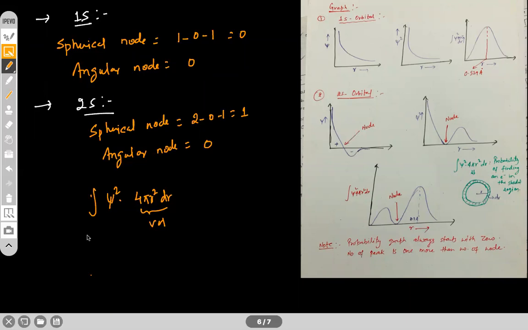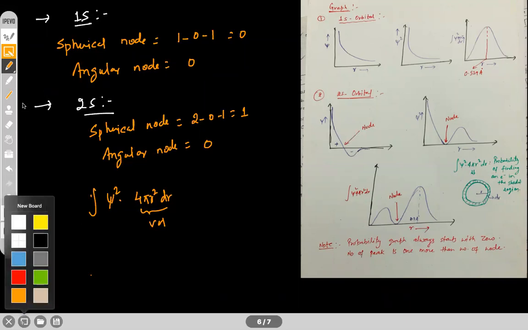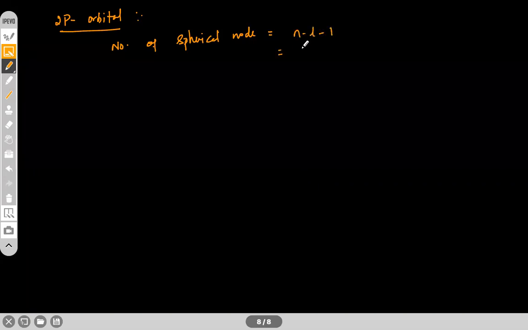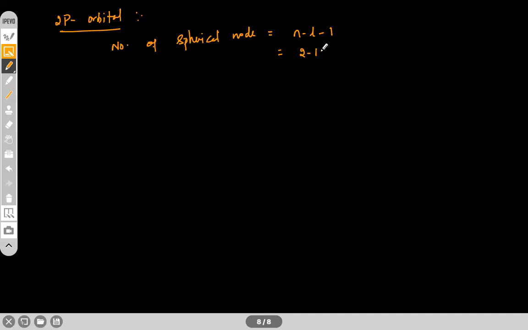It's very simple. You see, for the 2p orbital, the number of spherical nodes is n minus l minus 1, that is 2 minus 1 minus 1, that is 0. There is no spherical node, and the number of angular nodes, non-spherical, is 1 here, right?